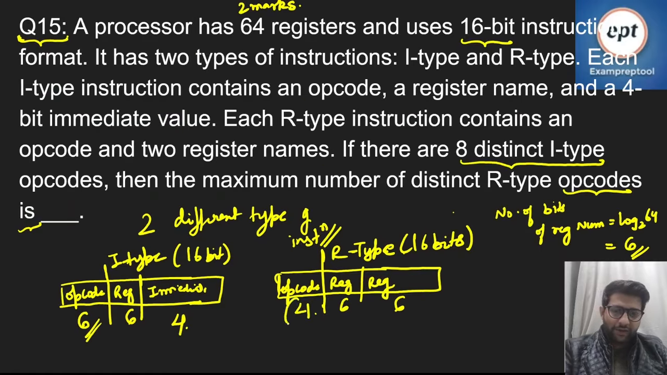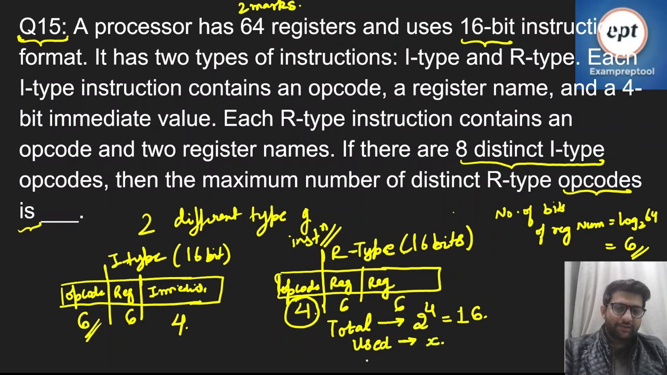What you have to do is start with the opcode of the least length, right? You can use this method to solve even for 3 different types of instruction. We will start with the least value and see how many maximum opcodes can be there for that particular value. So here this will be 2 power 4, that is 16, right? Now out of those, let's say the used opcodes were X and the unused were 16 minus X.